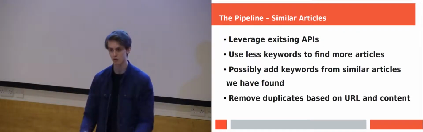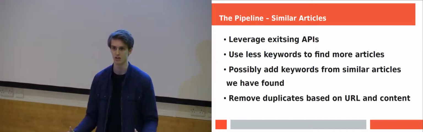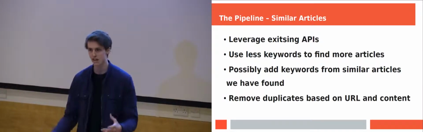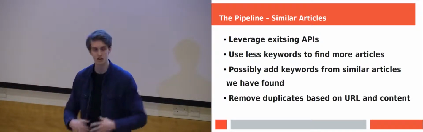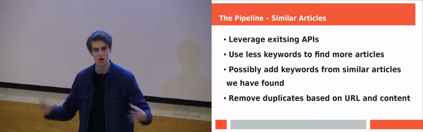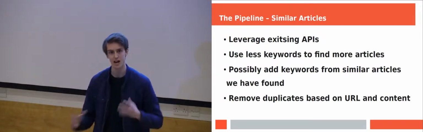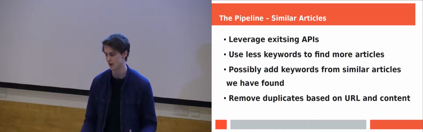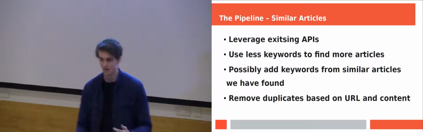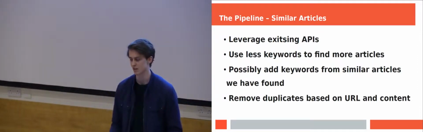So once we know what our keywords are, we have to find similar articles. We use Google and Bing's APIs for this. It would have been nicer to crawl and collect data on news sites and pre-process this, but it didn't really fit into the scope and timescale of our project or the processing power that we have. So instead, we leverage the existing technology.